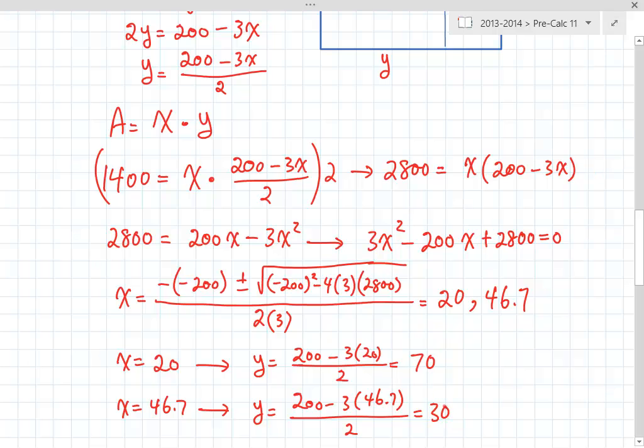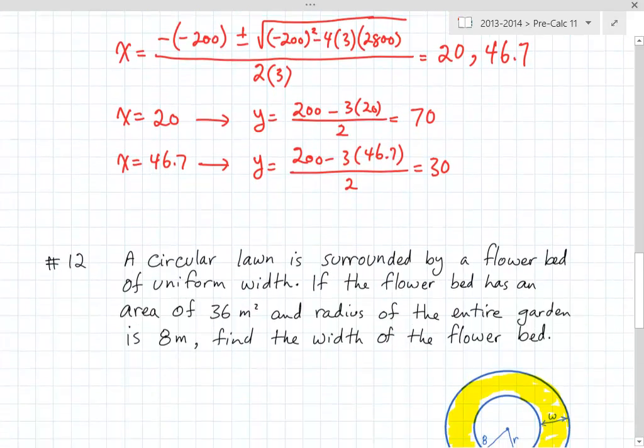Is that reasonable? Yes, it is. There's nothing wrong with finding 2 different sets of dimensions for this thing to add up to 200 meters when we divide it up into those dimensions, right? And multiply to make that area 1400. Fair enough? Okay. Now, there's another question, question 12.